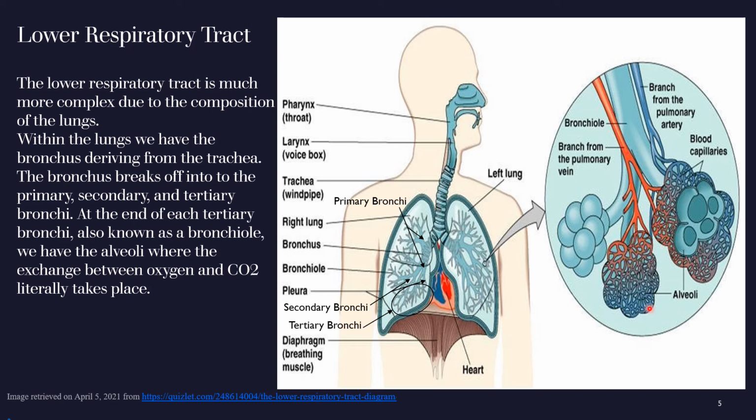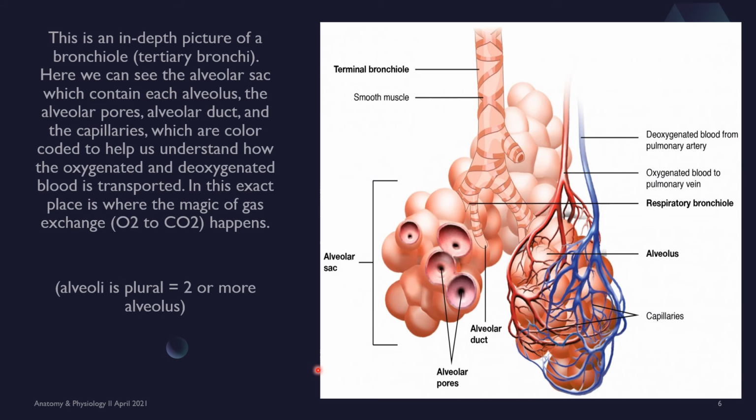And here is a picture of the alveoli. This is an in-depth picture of a bronchiole or tertiary bronchi. Here we can see the alveolar sac, which is this whole little clump of alveoli, which contain the alveolus, which is each one of these little lumps. And the alveolus contain the alveolar pores.